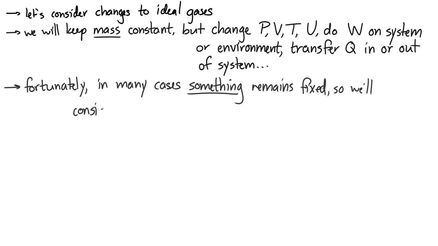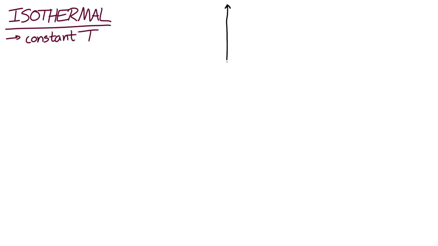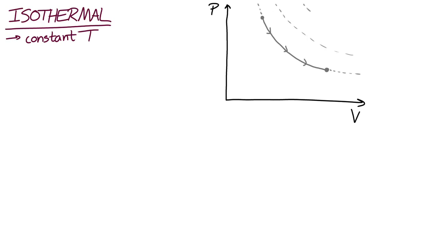So we're going to consider four kinds of thermodynamic processes, and in each one, something different is going to stay fixed. The first kind of process we're going to look at is isothermal. An isothermal process, you could probably guess, is one where the temperature remains constant. So here's our PV diagram, and we're going to imagine that we go from a state right here to a state right there by keeping the temperature constant. So we move along an isotherm.